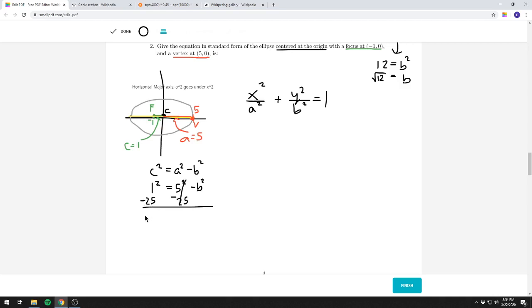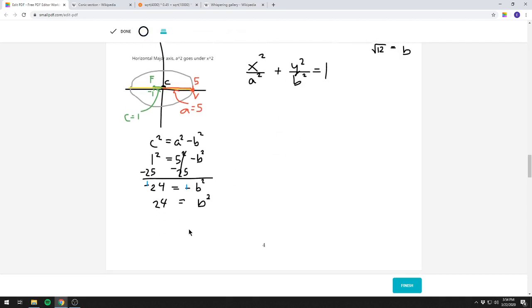One minus 25 is negative 24, equals negative b squared. We can knock off the negatives on each side. Now we got b squared equals 24. And like we said last time, you can just realize that's what's going on in the equation and stop there. I mean, we can just put the 24 in right now and be done. If you want to go ahead and write what b is, b would just be the square root of 24.